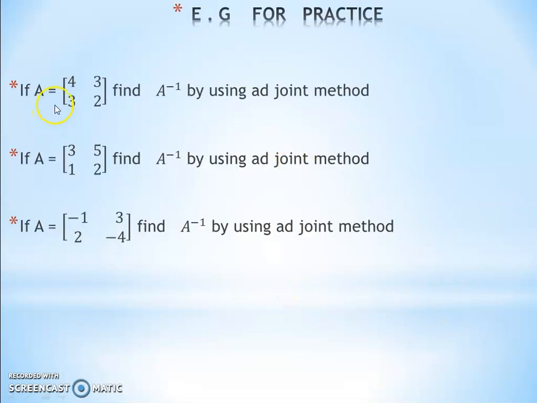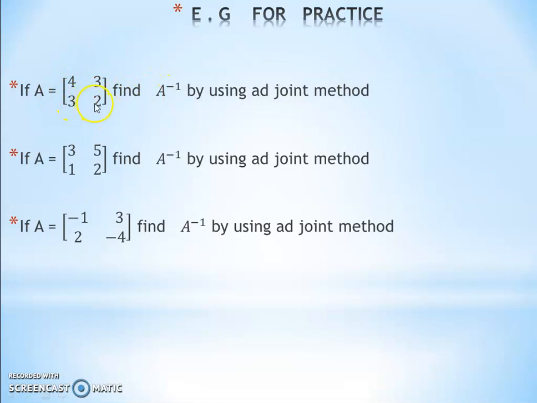Example for practice: A is equal to [4 3; 3 2]. Find A inverse by using the adjoint method. If A is equal to [3 5; 1 2], find A inverse by the adjoint method. If A is equal to [-1 3; 2 -4], find A inverse by using the adjoint method. I have shortly given the answers of these, so you must check by solving each and every example in a notebook. Okay.